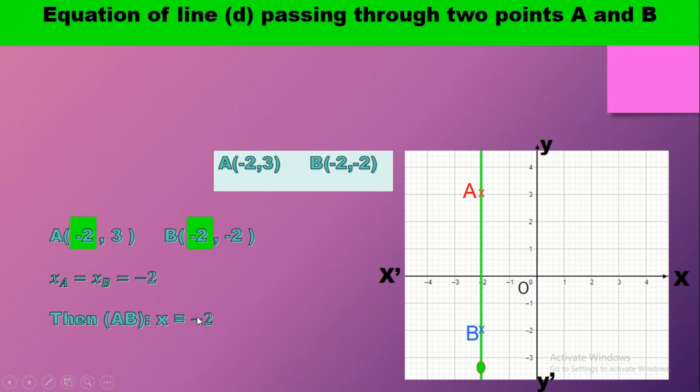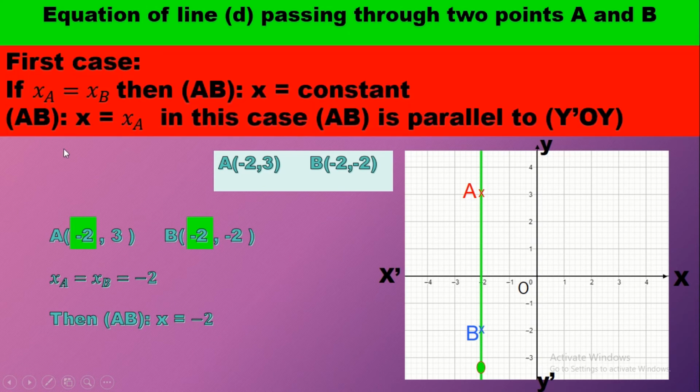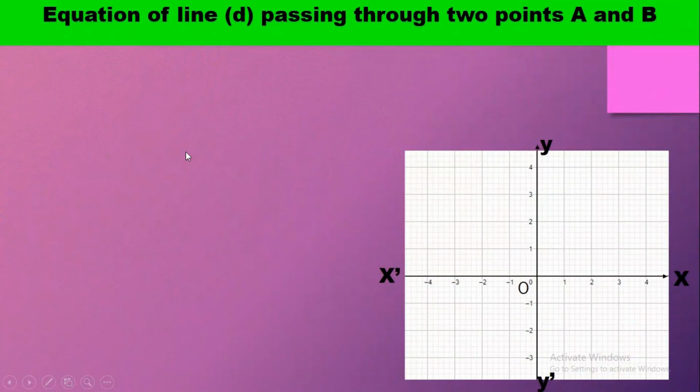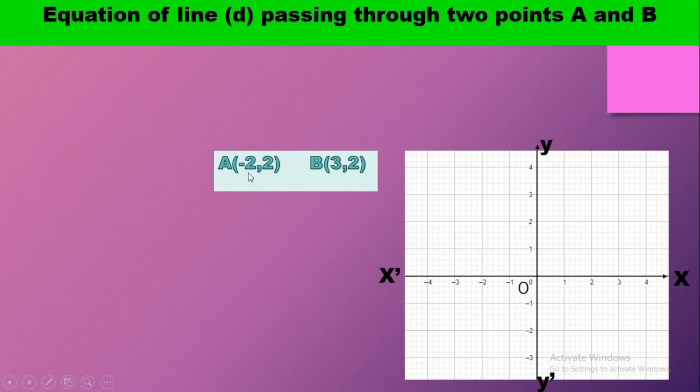Well, how to know its value from xa or xb? So for xa equal xb, the straight line AB has the equation x equal constant. Here x is constant. Well, in this case, we can say that AB is parallel to y prime or y. We can determine the constant from the coordinates of A or B. As you see here, another case, if we have A(-2, 2) and B(3, 2).